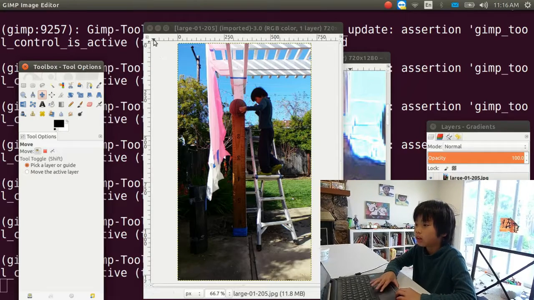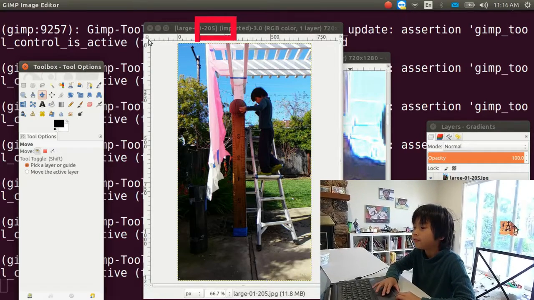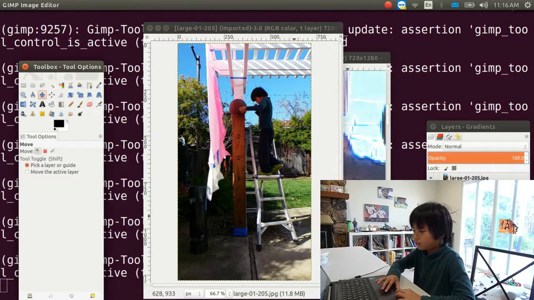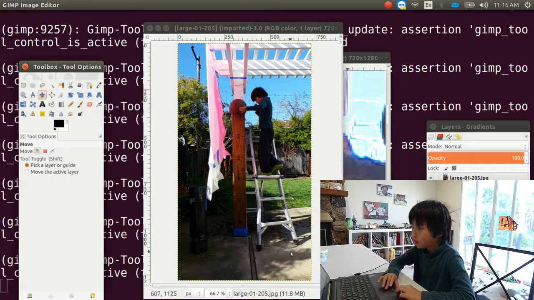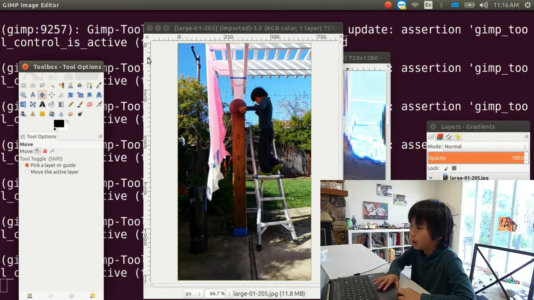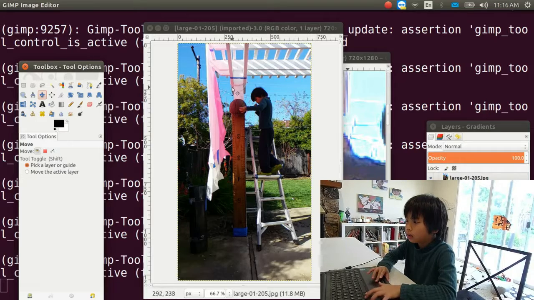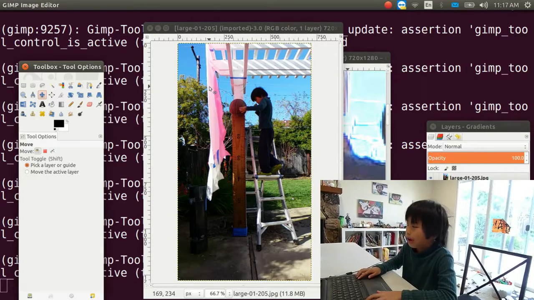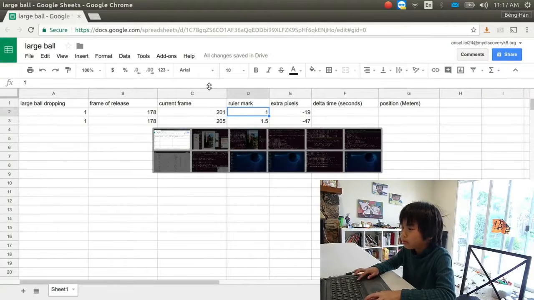And this is the 205th picture in the video. So that's why it's 205. So we look at what position the ball is at, like at what time.